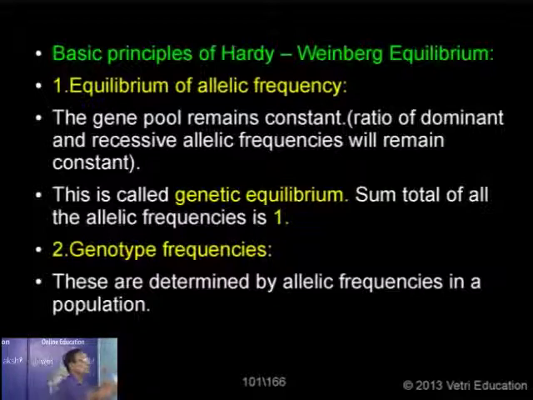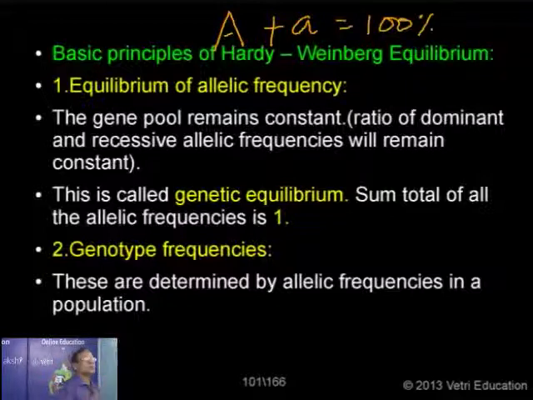Suppose, for example, we have a gene A. If it exists in two forms, dominant gene A and recessive gene a, then capital A plus small a is equal to 100%. This is what is called equilibrium. The ratio of dominant and recessive allelic frequencies remains constant. This is equilibrium of allelic frequency. In some cases, dominant A is equal to 60% and small a is equal to 40%.